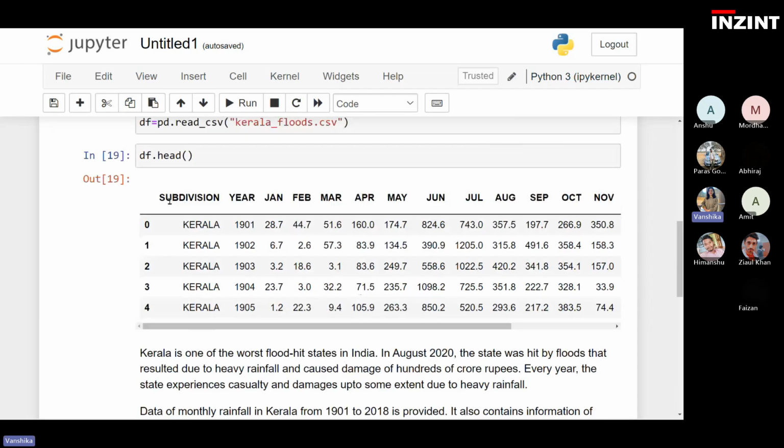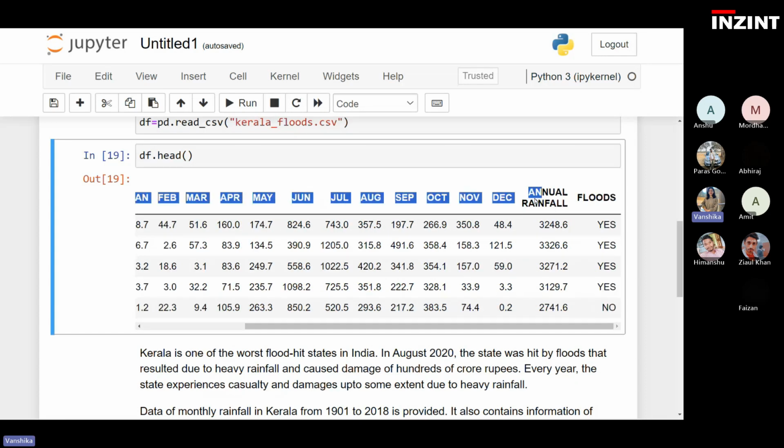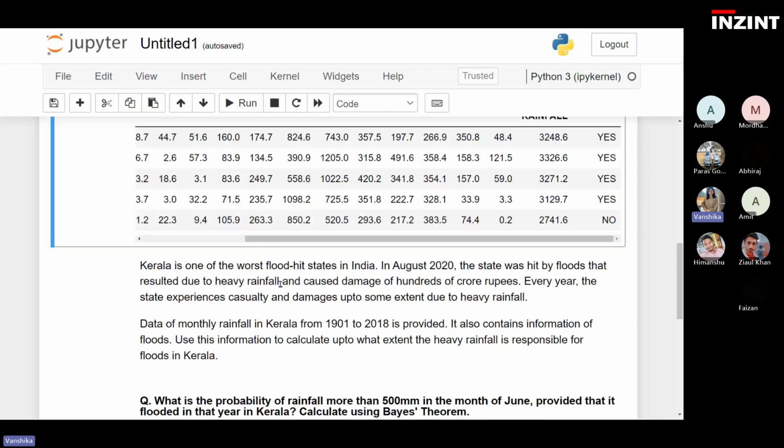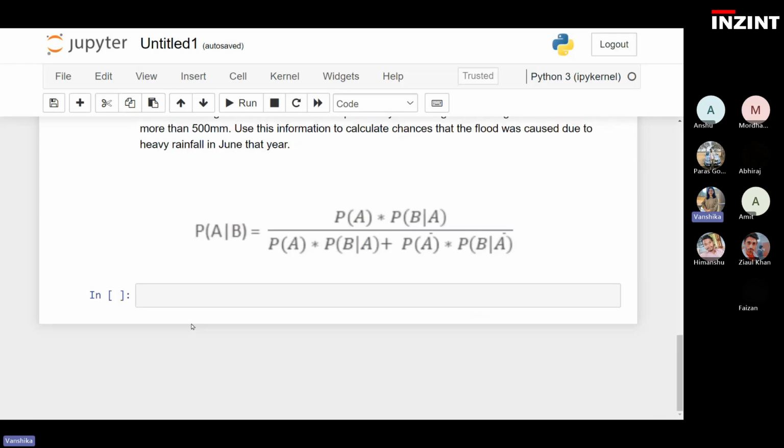When I look at the data set, it has information about subdivision, about year, about Jan to December rainfall, annual rainfall, and whether floods happened or did not. Okay, so first of all we are going to pre-process the data. Pre-process means that right now the data set is not according to my requirements. What do I need? I want to transform it so that calculating everything becomes easier for me, and I'll show you a very easy way to do this.